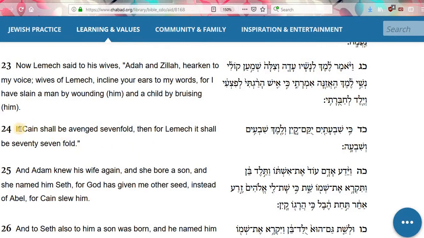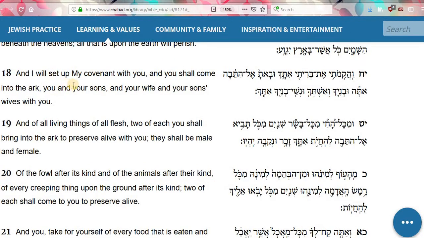So let me just present some evidence for this. So we have sevenfold and 77-fold. Cain, Lamech, and Noah's code. So here's where the first time we hear about this covenant. This is in chapter 6, verse 18. And I will set up my covenant with you, and you shall come into the ark, you and your sons and your wife and your sons' wives with you.